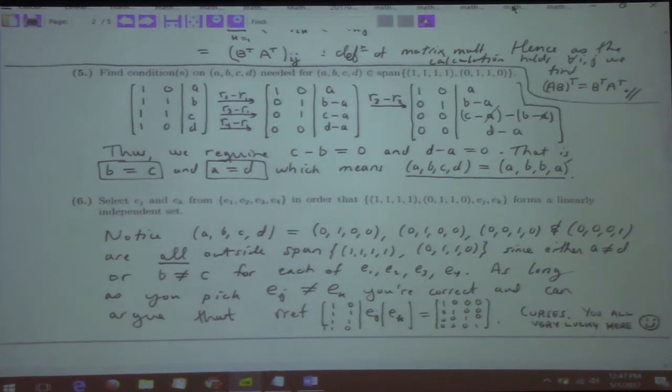Find conditions on A, B, C, D such that this is in the span. All right, this should by now be, I mean, really, if you go back and look at test 1, I don't think there should be anything here which is terribly hard. These problems should be easy to you by now, right? Comparatively.